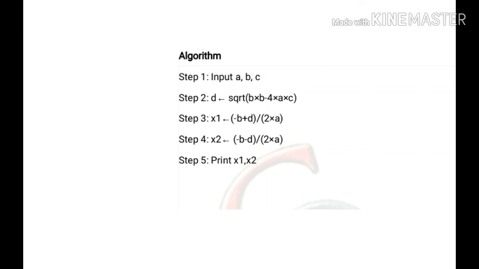Let's take a look at the algorithm of this problem. It's also not that difficult, but it's somehow fun. So step 1, you input a, b, c and calculate x1, which is (-b + d) divided by 2 times a. Then you also calculate x2, which is (-b - d) divided by 2a. Then you print x1 and x2. So let's just take a look at the flowchart, then we can end for today.